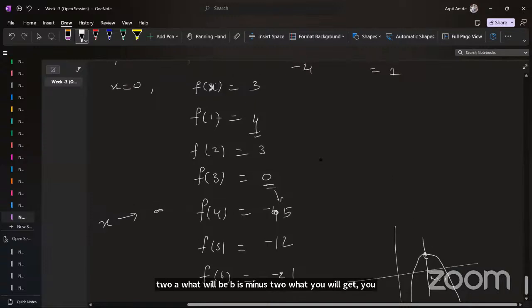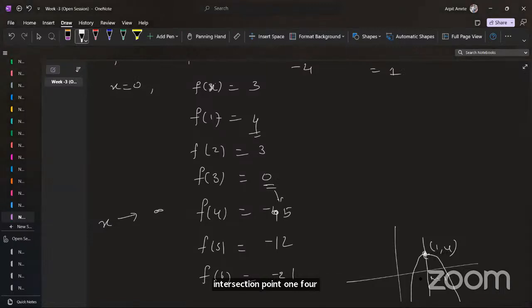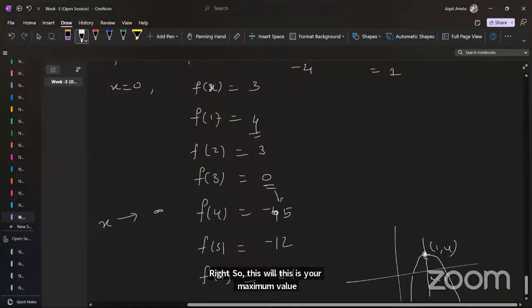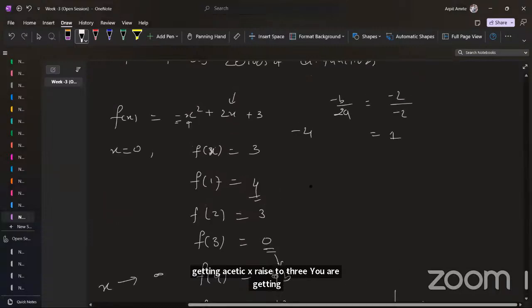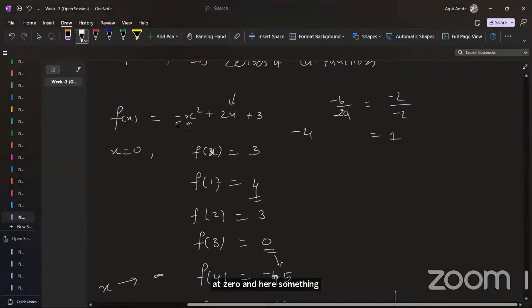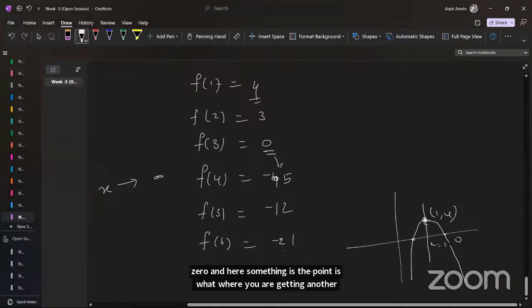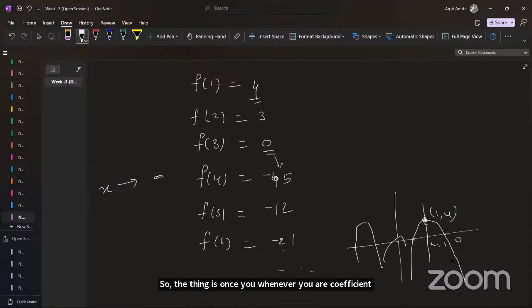What is the intersection point? 1, 4. So this is your maximum value. At x = 3 you are getting 0, and there is another point where you are getting another 0. So whenever your coefficient of x^2 is negative, you are getting this kind of graph. At any position you can get it like this, but you are getting this kind of graph. After a certain point, your graph is going towards minus infinity.